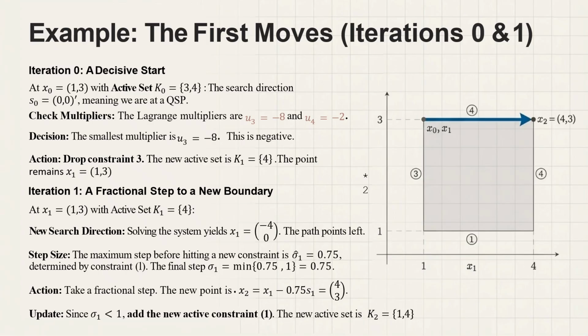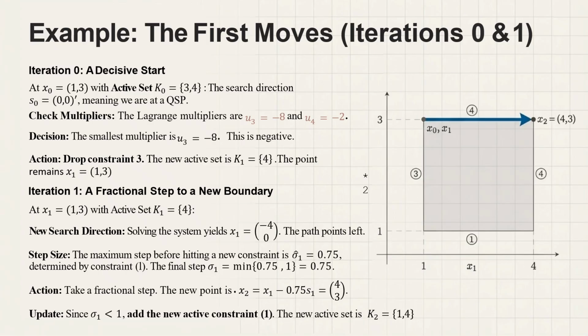In this slide, we enter the operational phase of the algorithm to observe what happens during the first 2 iterations. Iteration 0, a decisive start. We begin at the initial point identified in the previous slide. At this location, our active set consists of 2 perpendicular constraints. By solving the system of equations to find the search direction, we find that our direction vector is 0. As we learned earlier, a 0 direction indicates that we are currently at a quasi-stationary point, QSP. But is this the global optimum?